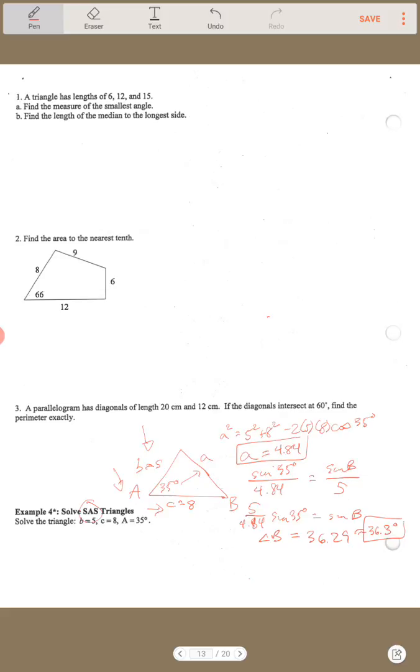Since we have angle B, we now need to find our remaining angle. Let's call that angle C. And so angle C is just 180 minus 35 minus 36.3 degrees. So in our calculator, just type that in, minus 35, and we will get a value for angle C of 108.7 degrees. Okay, so that concludes example 4. Let's go on to the next page.